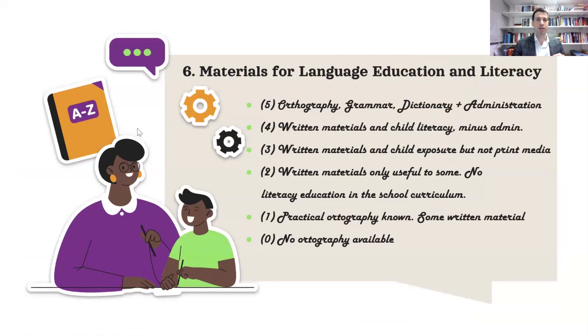Number 6 is materials for language education and literacy. How many of those materials are available and of what quality are those materials, right? Best situation is whenever you have an orthography, grammar, a dictionary, and the administration is also conducted in that language. Then comes a situation where you don't have administration being conducted in that language, but at least there are written materials and there's child literacy, therefore ensuring intergenerational transmission, or at least facilitating it.